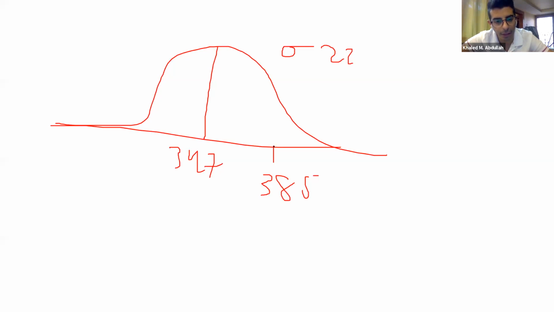So what you're going to say is, hey, this is 385 away from here. So let's first find this difference. Let's first find all of this. It's going to be 385 minus 347. So let me find this one. This is it.